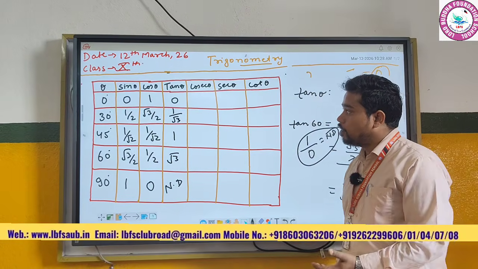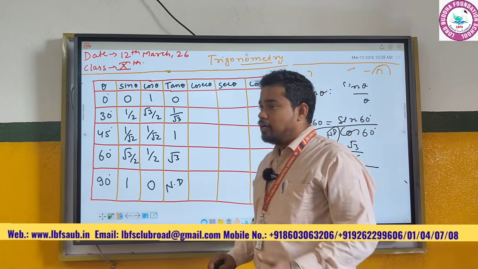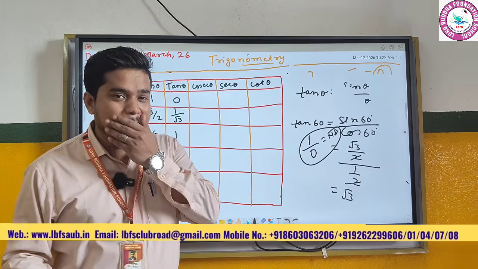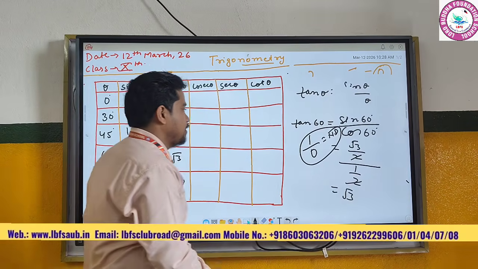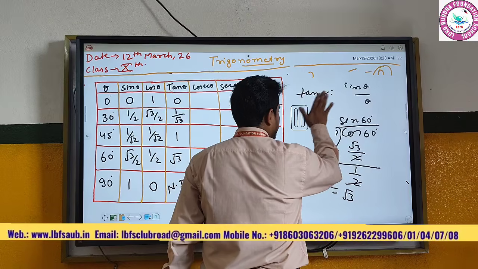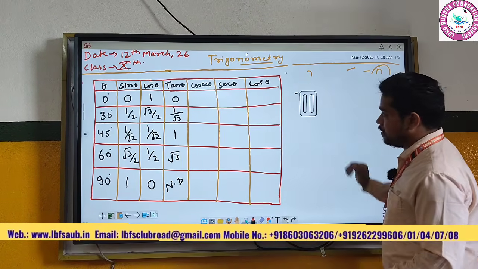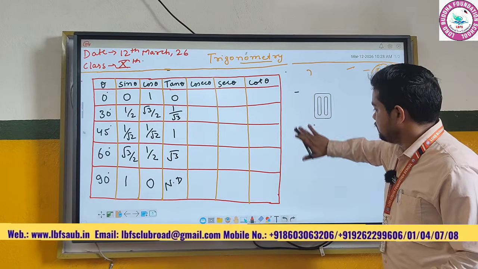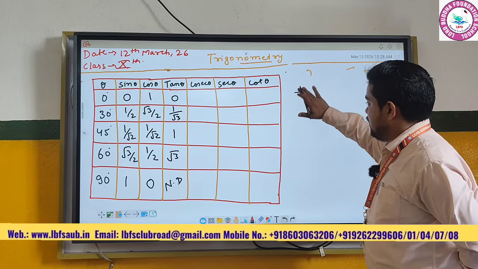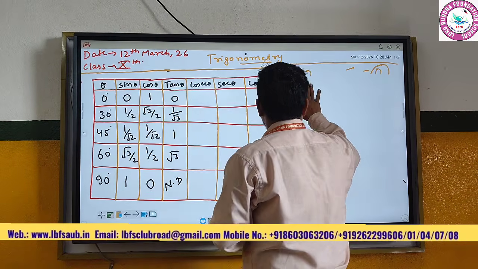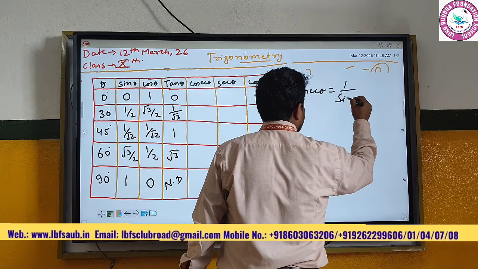Okay, now you have to make the table of cosec theta. Do you know what is the inverse of cosec theta? The inverse of cosec theta is sin theta. So let us see how we can make the table of cosec theta. Cosec theta is equal to 1 upon sin theta.